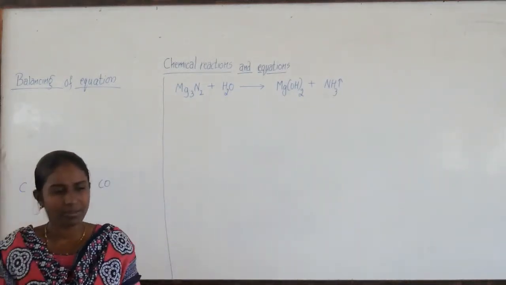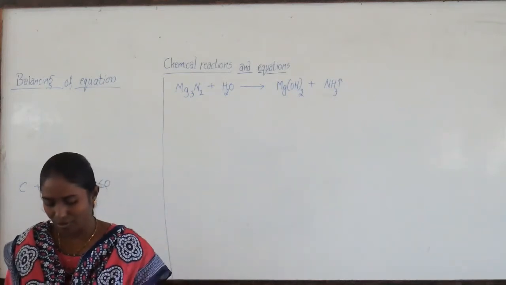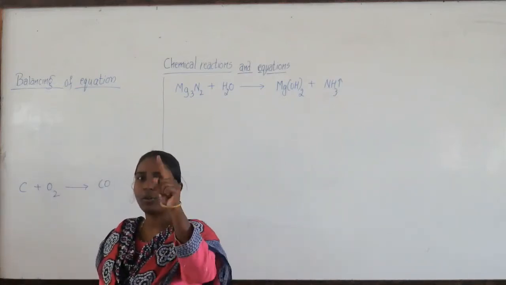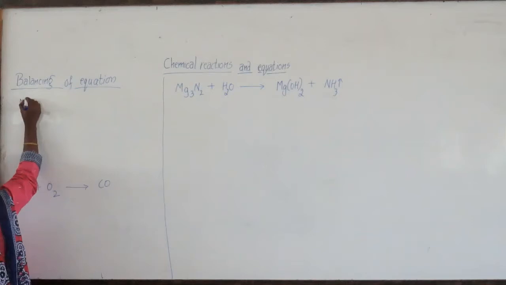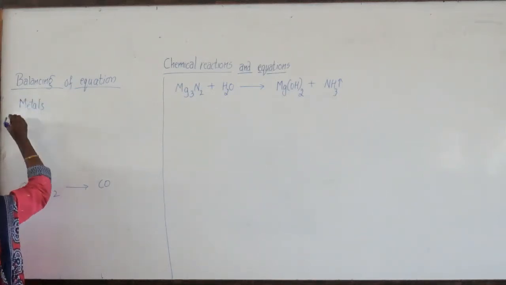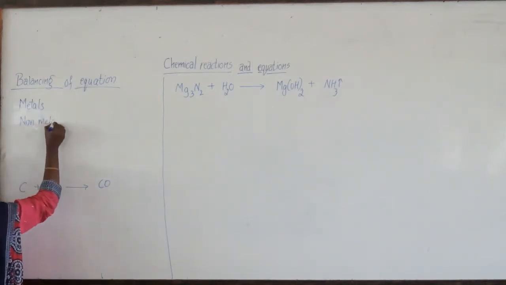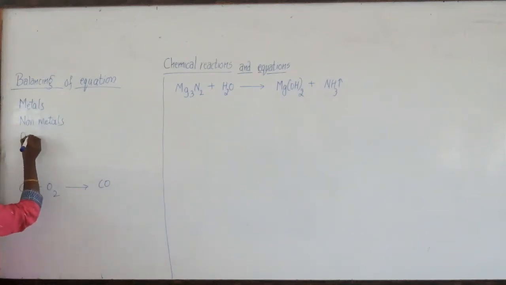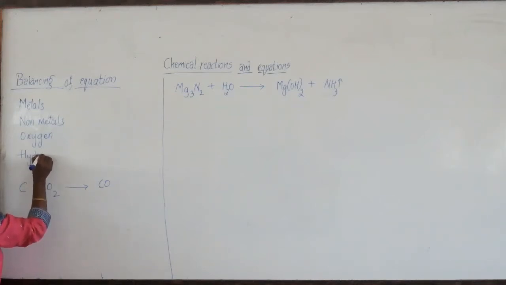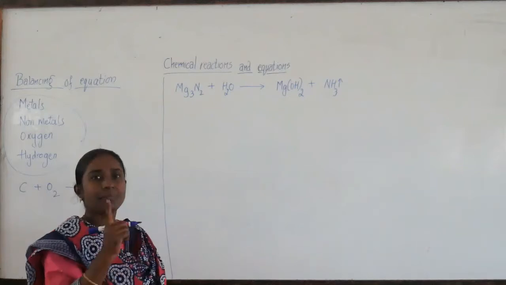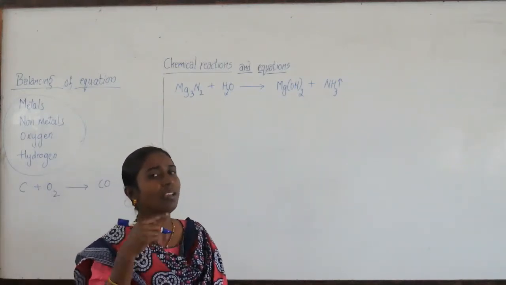Let us go with the rules of balancing of equations. Always balance the metals first. Then next balance the non-metals. Then oxygen. Then hydrogen. So this is the secret recipe of balancing the equations. First balance the metals, then balance the non-metals, then oxygen, then hydrogen.